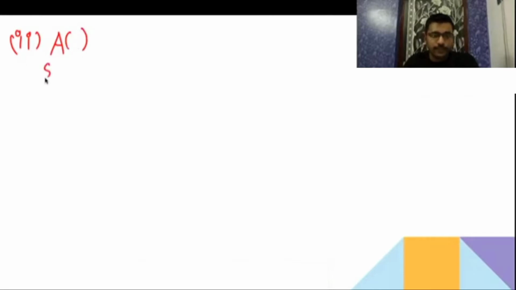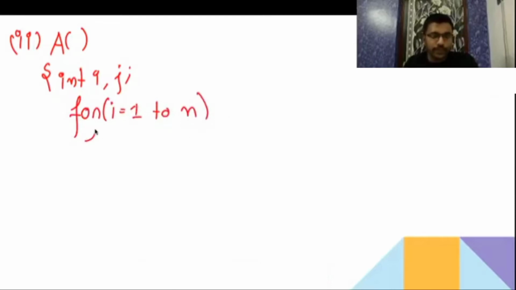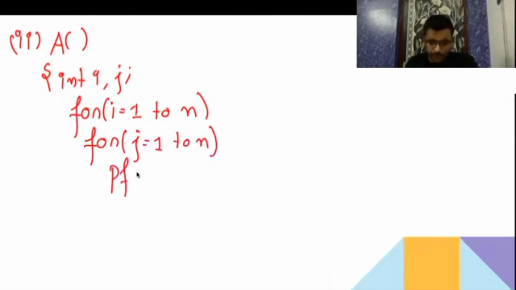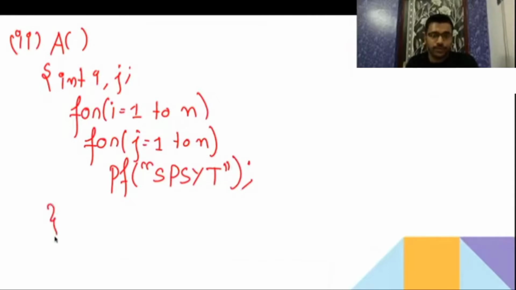The function a, now in between it is having int i, j. Now for i equal to 1 to n, and then again for j equal to 1 to n. Now it's again printing, printf. Now tell me what is going to be the time complexity, how many times the loop is going to run. Yeah, correct, n square.